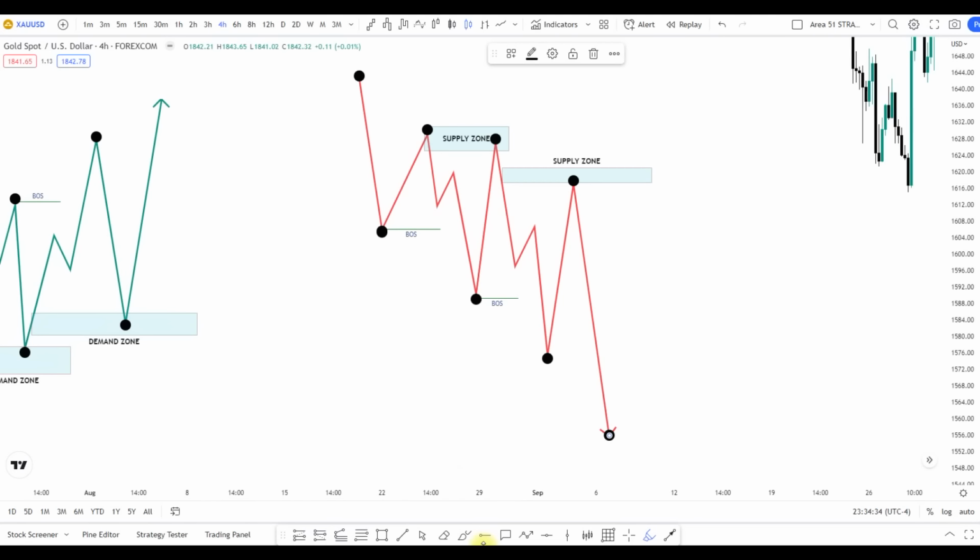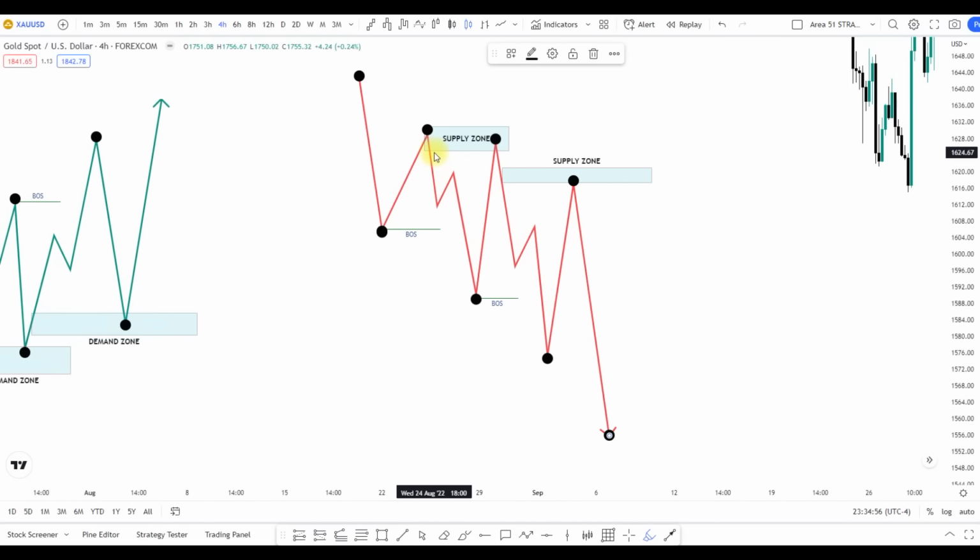All right. So now that we identified the direction where the price is heading, we're going to go ahead and mark our supply zones. So how do we mark our supply zones? What happens is the supply zone might be somewhere here before the break of a structure. It might be somewhere here. It might be all the way up there.